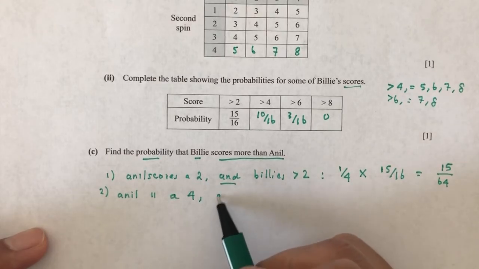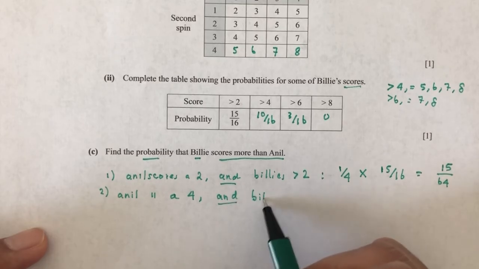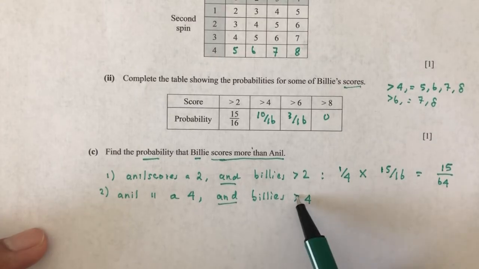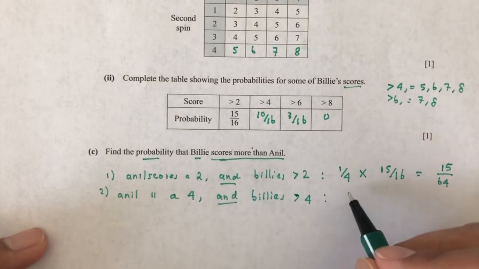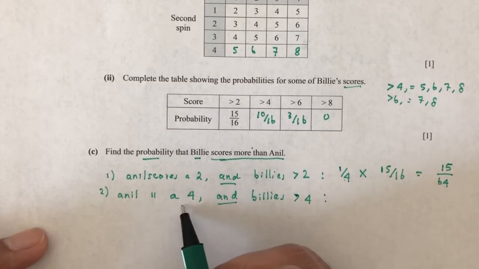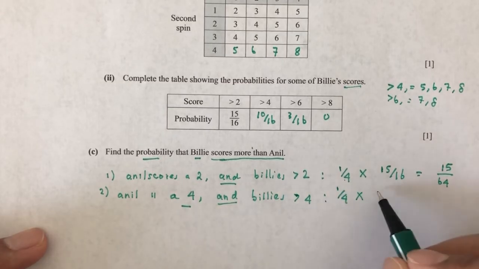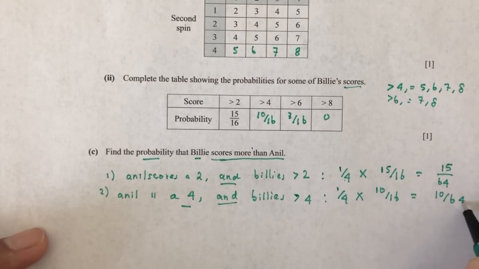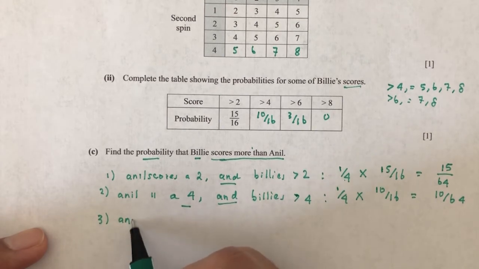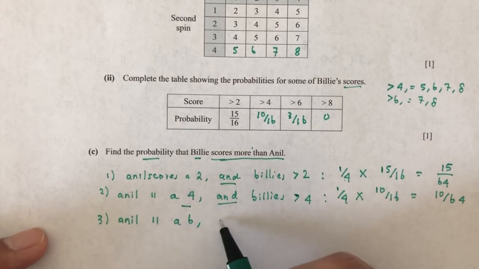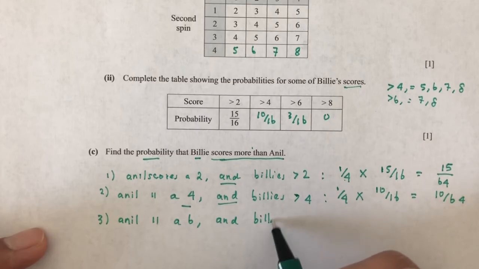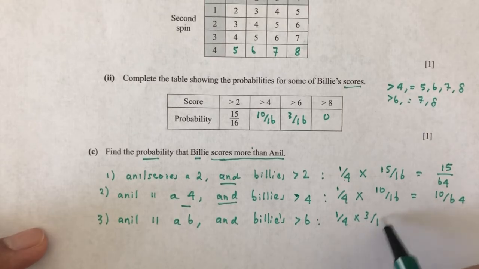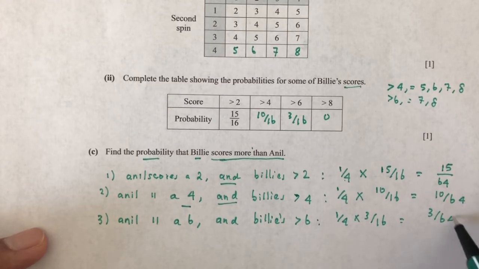And Billy needs to score more than 4. So this one, Billy has to score more than 4, which is 1 over 4 times 10 over 16, which will be 10 over 64. And third, Anil needs to score a 6, and Billy's score is more than 6, which is 1 over 4 times 3 over 16, which will be 3 over 64.